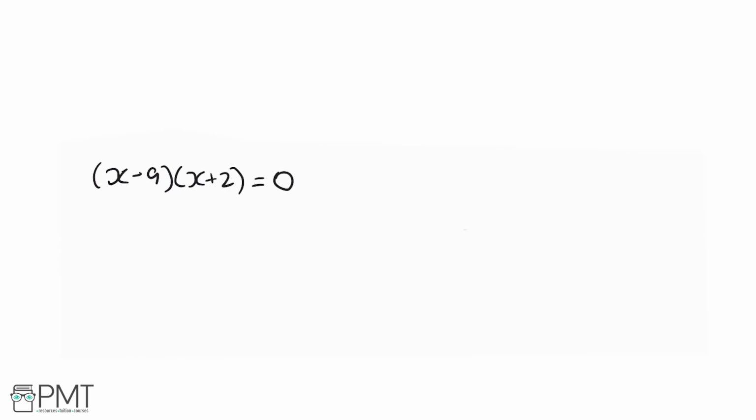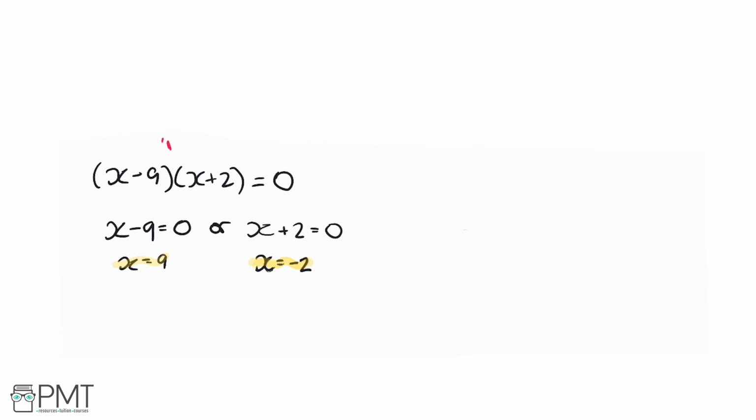Now we've got something multiplied by something is 0. Well, that means at least one of these brackets is going to be 0, because we know the only way to multiply something and get 0 is to multiply by 0. So we can say that x minus 9 has got to equal 0, or x plus 2 has got to equal 0. If we solve this equation now, we're going to have x equals 9. If we solve the other one, we're going to have x equals minus 2. So those are our two solutions, x equals 9 and x equals minus 2.